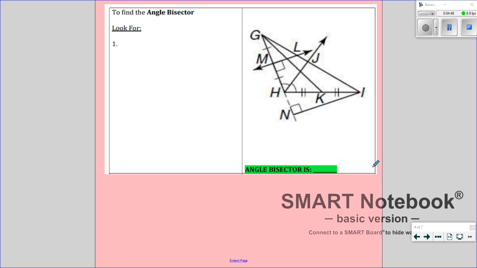So what to look for with an angle bisector? Remember, bisector means cut something in half, but now it's cutting the angle in half, so we're looking for 2 congruent angles. So now we're going to have to look for a marker that shows two congruent angles. I only see this and this marker.